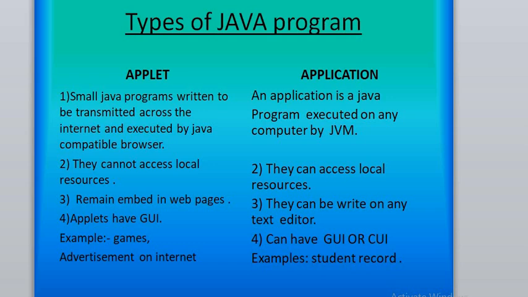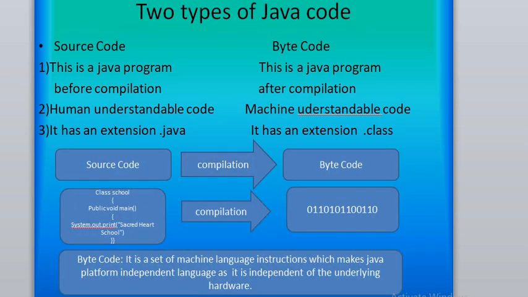For example, any Excel file or any database management file or any program which you learn to write in a BlueJ environment is an example of an application. Now, the next slide is the two types of Java code. We have two types of Java code: source code and the bytecode.